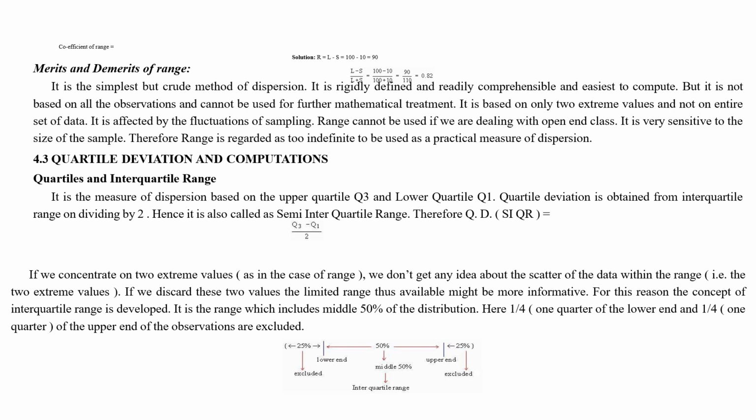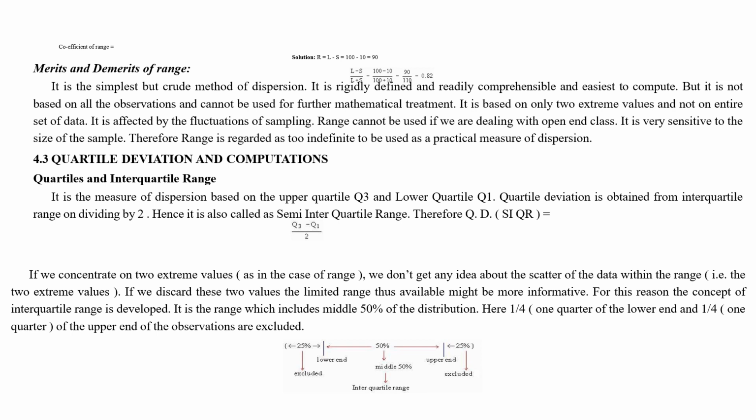It is affected by the fluctuations of sampling. Range can't be used if we are dealing with an open end class. We can't calculate range in an open end class. It is very sensitive to the size of the sample. Therefore, range is regarded as too indefinite to be used as a practical measure of dispersion. Okay, so if we don't use it practically, what do we use?